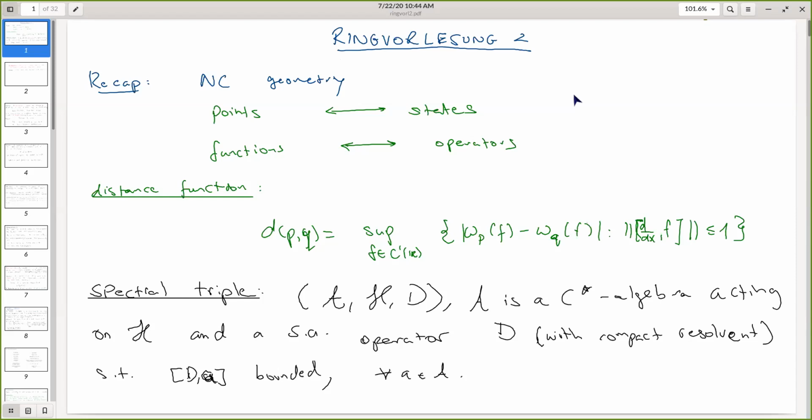And that is the main difference between quantum mechanics and classical mechanics, and this is the spirit of non-commutative geometry.